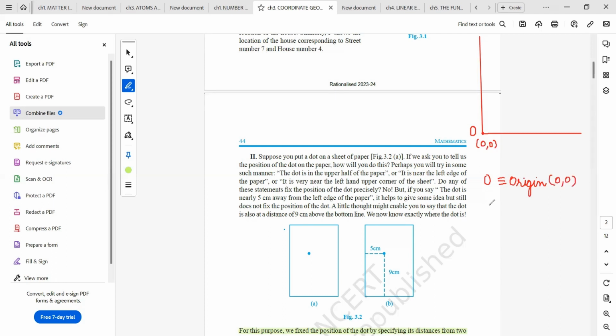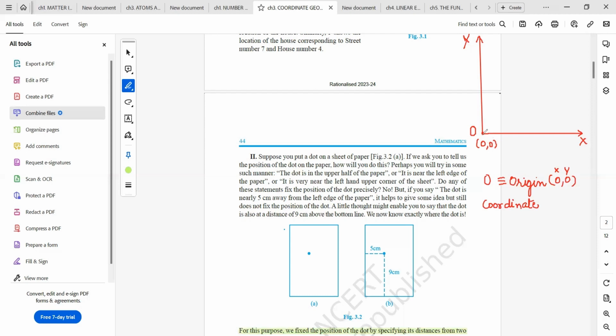Coordinate simply means, if you are defining any point, how much distance it has traveled on the x-axis, that is the first coordinate, and how much distance it has traveled on the y-axis, that is the vertical axis, that is the second coordinate. So if you look at point O, it has not traveled any distance towards the x-axis, that means it has traveled 0 on the x-axis, and towards the y-axis also it has traveled 0. So the coordinates for origin O are 0 and 0.